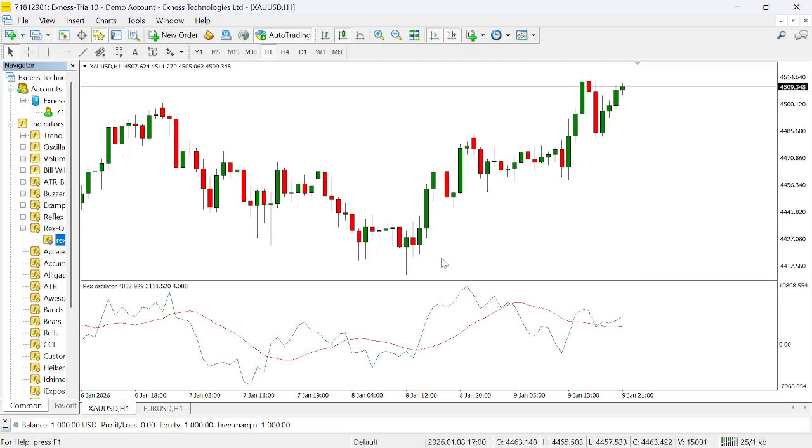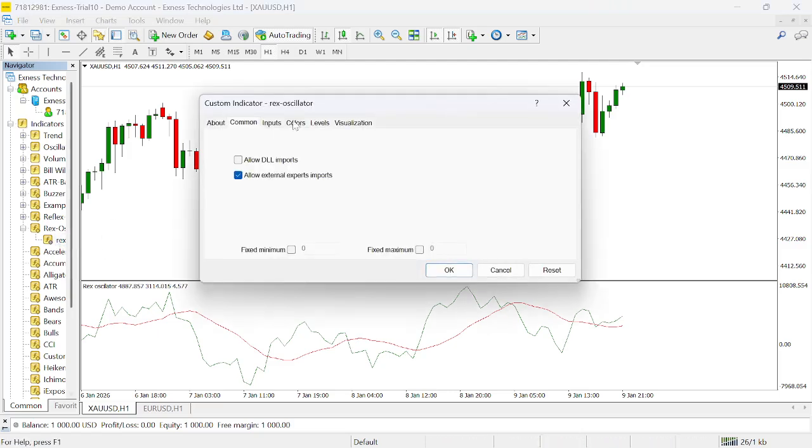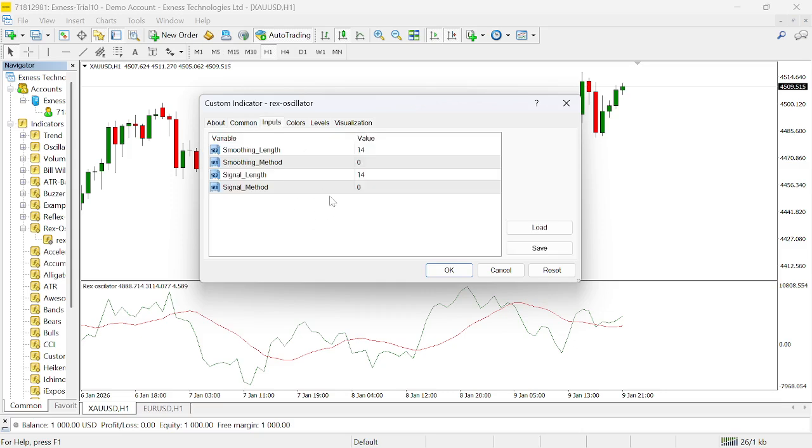When the green line crosses above the red line, it indicates bullish momentum and signals a potential buy opportunity, while when the green line is just below the red line, like we have over here, it shows bearish trends suggesting a sell signal. The color-coded lines make it easy to interpret market conditions at a glance, even for beginners. As for the settings, let's take a look at the inputs.